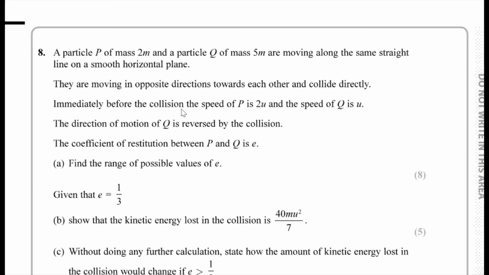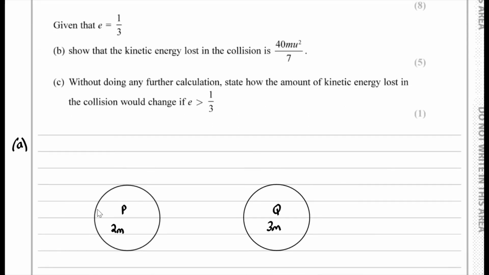Well, they're moving along a straight line and they're moving towards each other in opposite directions, and the speed of P before is 2u and the speed of Q before is u. So I've got the particles P and Q drawn out over here. They're moving towards each other. So here we've got 2u, and then here we've got u. This is the situation before.